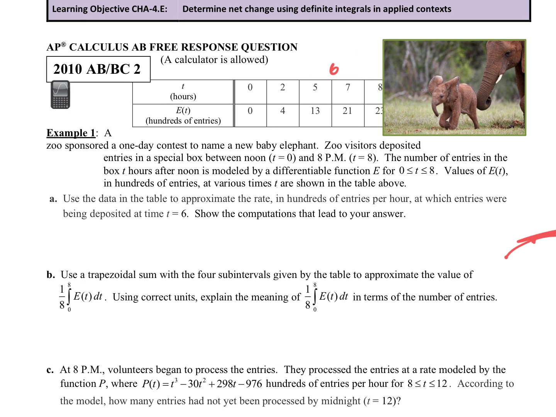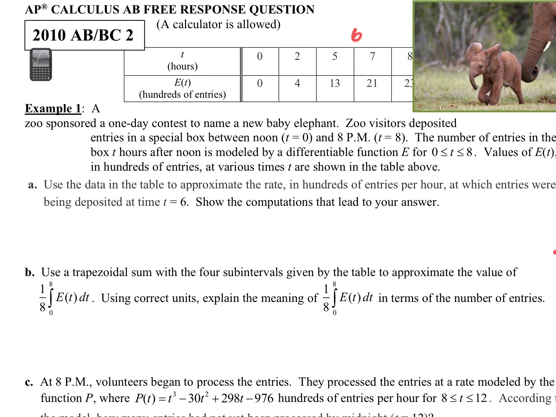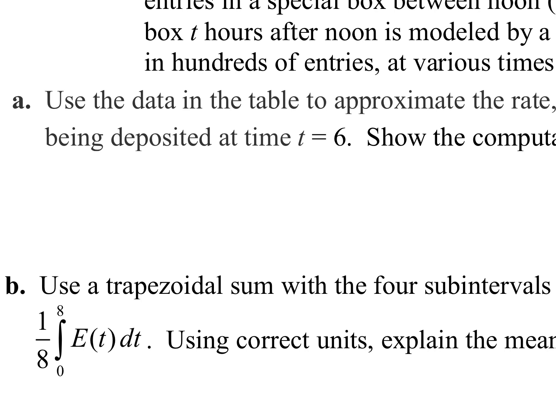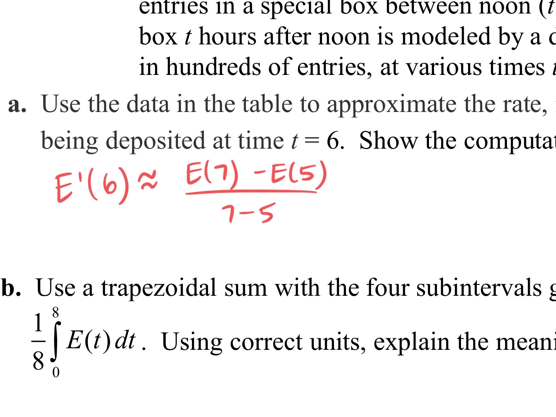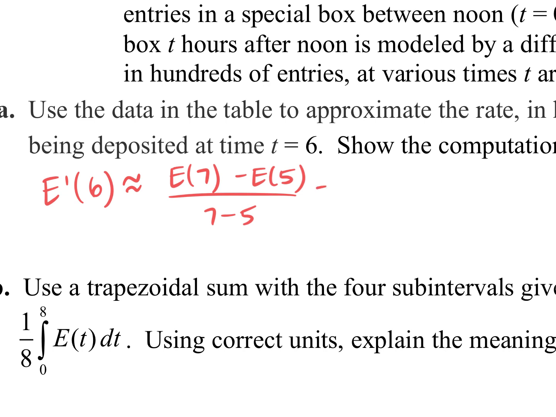So if we're looking at time t equals 6, what we're technically doing is we're finding the derivative of my function at time 6. We're going to approximate that with a formula because I'm not given a function, so I can't find the exact. But I do know that E of 7 is equal to 21, and E of 5 was equal to what? 13. Then I can divide that by 7 minus 5. So if I evaluate that, I get 21 minus 13 over 2. So I end up getting 4.